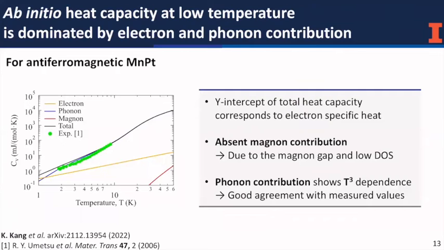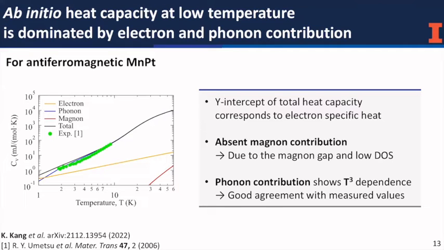Next, we investigate the temperature-dependent heat capacity of antiferromagnetic manganese platinum. From each quasiparticle dispersion relation using first principles methods, we can calculate each quasiparticle heat capacity independently. The black line here shows the calculated total heat capacity, and the yellow, blue, and red solid lines show the electron, phonon, and magnon contributions. The y-intercept of the total heat capacity corresponds to the electron specific heat, and this is how the experiment estimates the electronic contribution, which shows a good agreement with the experiment.